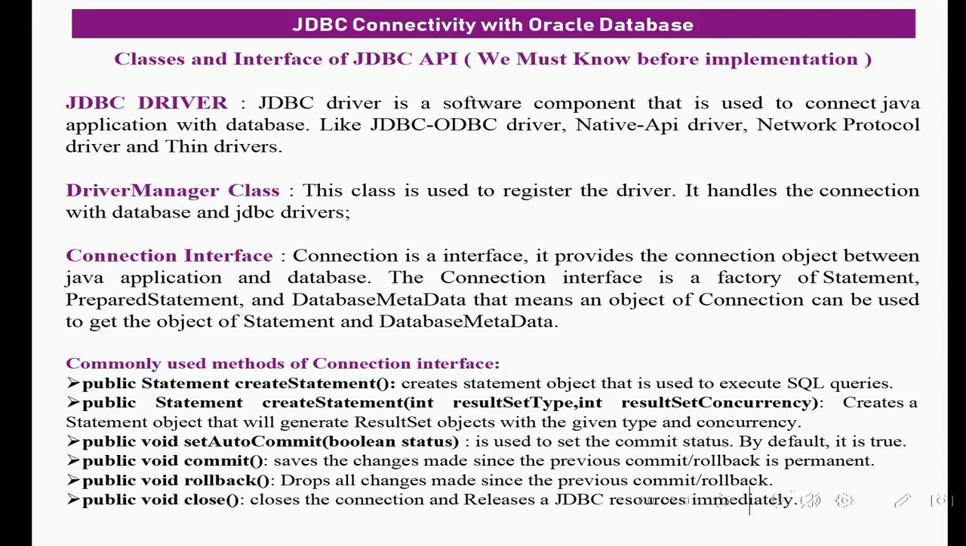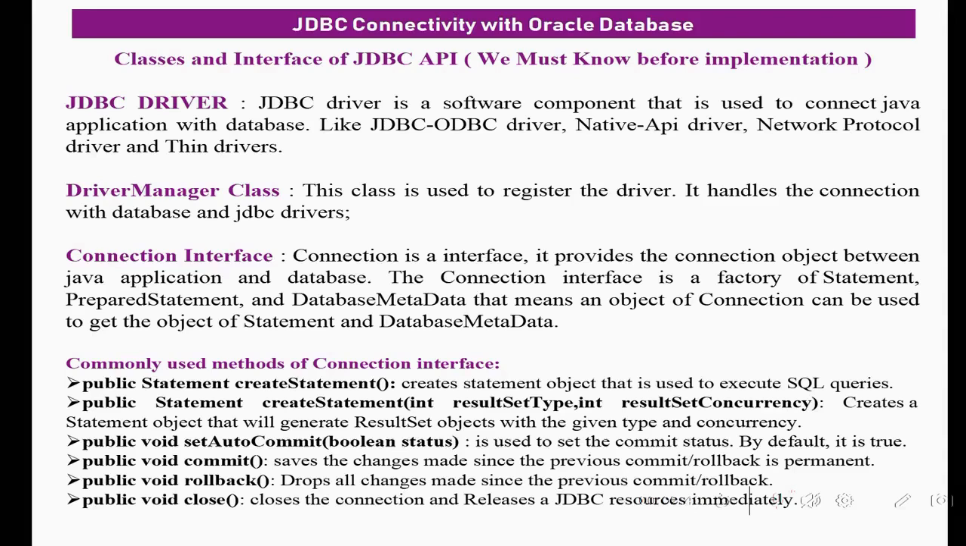The next is setAutoCommit(boolean status). It is used to set the commit status. By default it is true. It is used when we are managing a transaction, because we have to commit the transaction fully, not partially. So we have to first set auto commit to false. If all the data is saved, then we will commit our code at last.